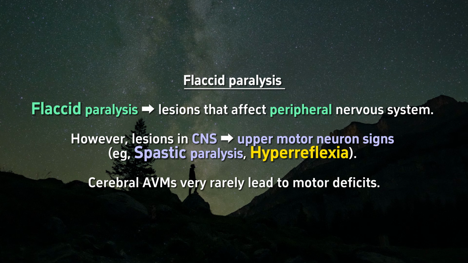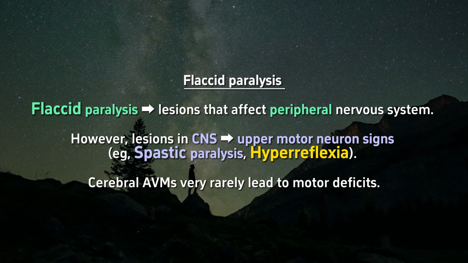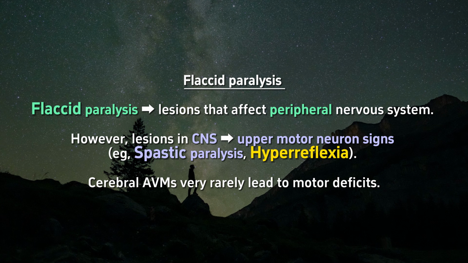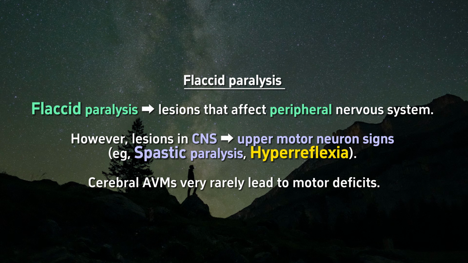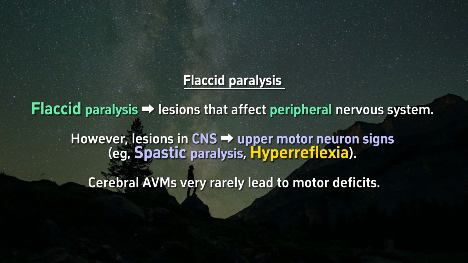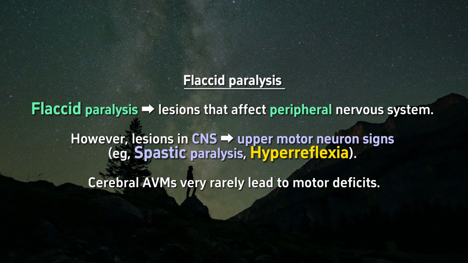Choice B. Flaccid paralysis can occur with lesions that affect the peripheral nervous system. However, lesions in the central nervous system lead to upper motor neuron signs, for example, spastic paralysis, hyperreflexia. In addition, cerebral arteriovenous malformations very rarely lead to motor deficits.